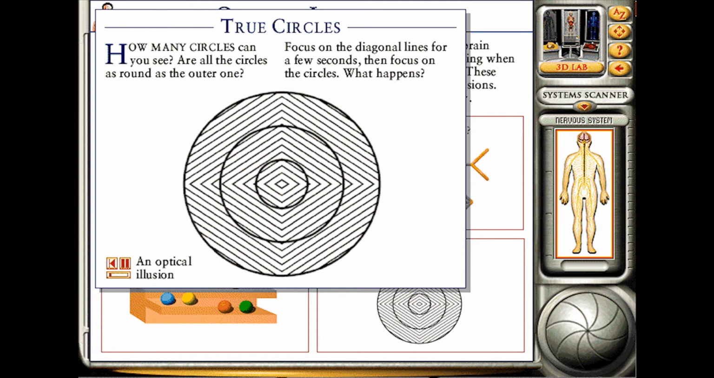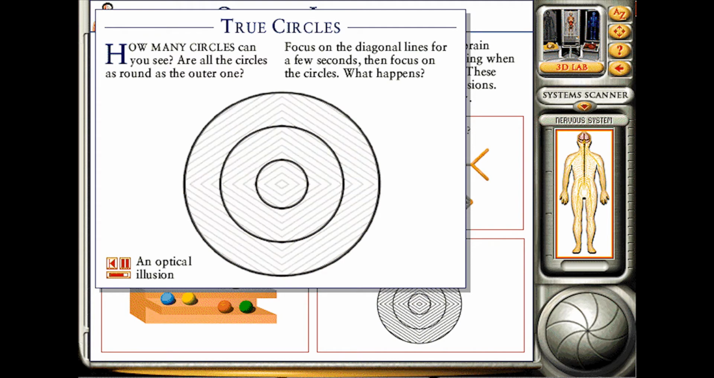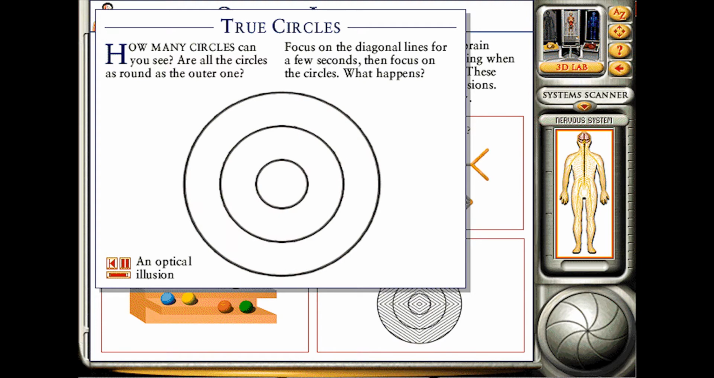The diagonal lines confuse your brain, making the inner circles appear to be flattened slightly at the points where the diagonals meet. In fact, there are 3 perfect circles on your screen.